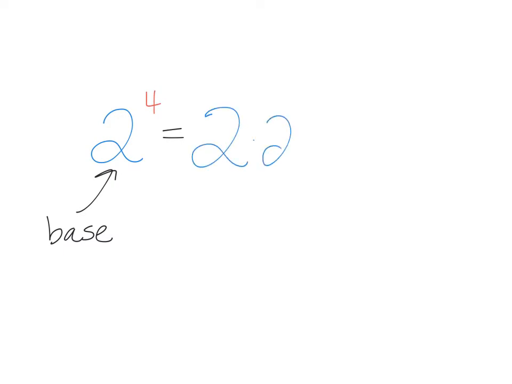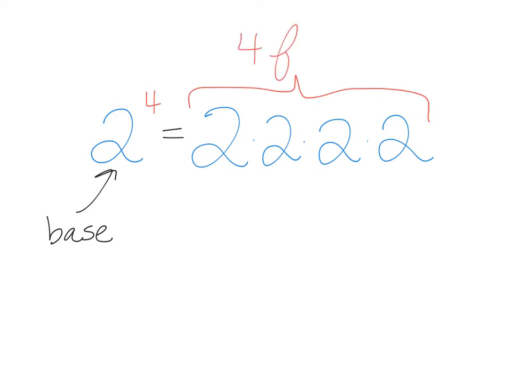The first thing we're going to talk about is a base, an exponent, and a power. So let's look at an example. Let's say I have the number 2. 2 is considered my base, and let's say I have an exponent of 4. So I have 2 to the 4th power, and I know that that's equal to 2 times 2 times 2 times 2. And my exponent of 4 indicates that I have 4 factors.